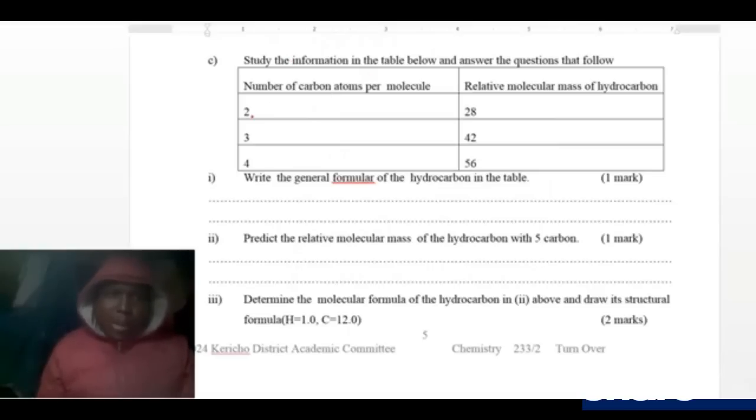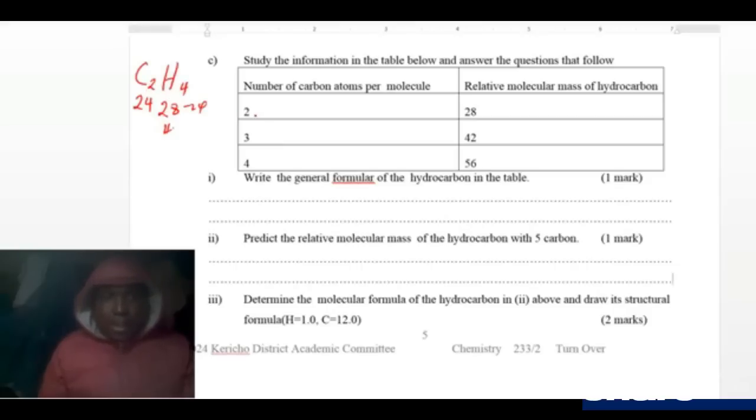For number 1 there are two carbons, and each carbon is 12, so that is 24. But the total mass is 28, so 28 minus 24 leaves 4. This means the hydrogen atoms are only 4. So which organic compound will that be? Will it be an alkane, an alkyne, or an alkene? So if we put C2 here, then H4, that's what we have.